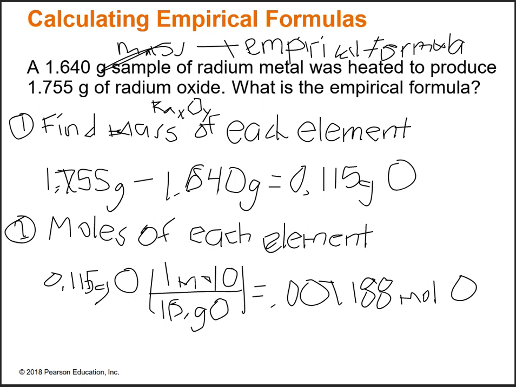Now we need to find the moles of radium metal. We were told from the problem that we have 1.640 grams of radium. So why don't you try to take that number of grams and convert it to number of moles of radium. You'll need your periodic table.